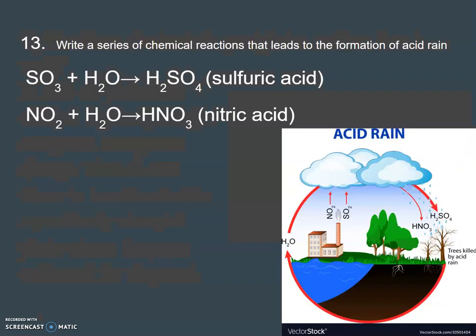Chemical reactions that lead to the formation of acid rain: we either have sulfur, so SO3 plus water in the air is going to give us sulfuric acid, H2SO4, or we're going to have nitrogen compounds plus water, which is going to give us HNO3, which is nitric acid.